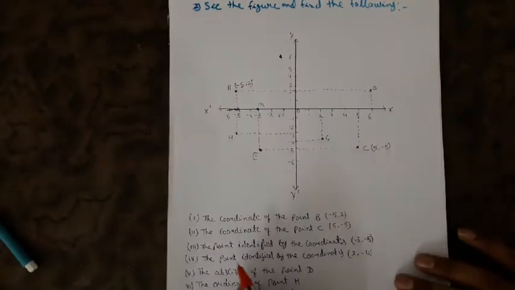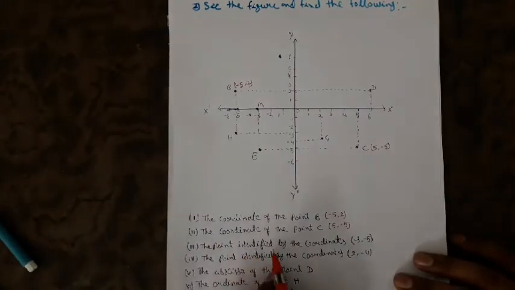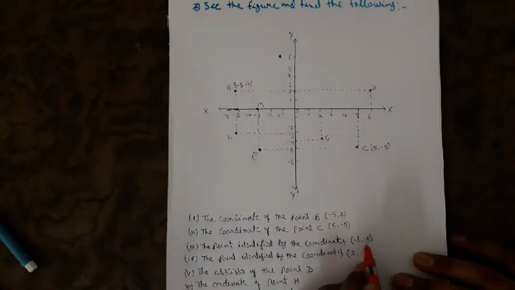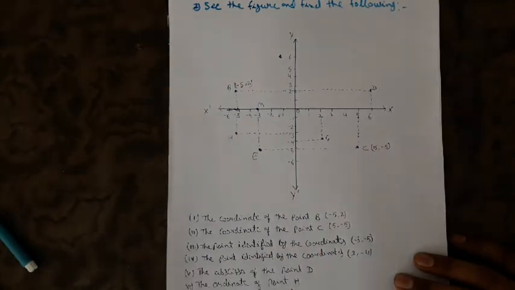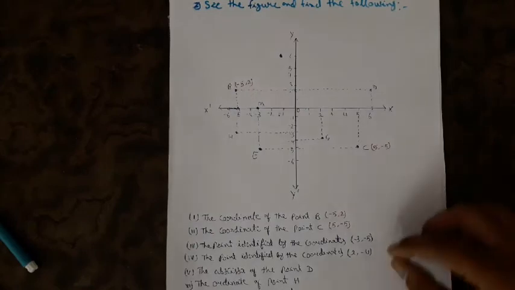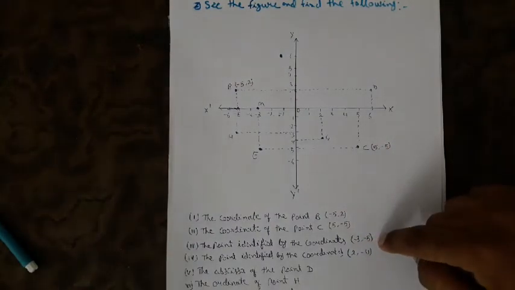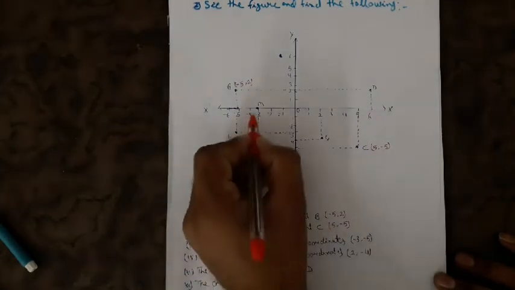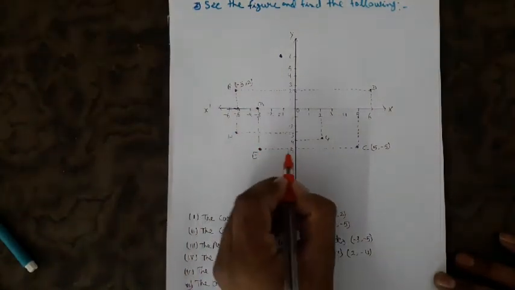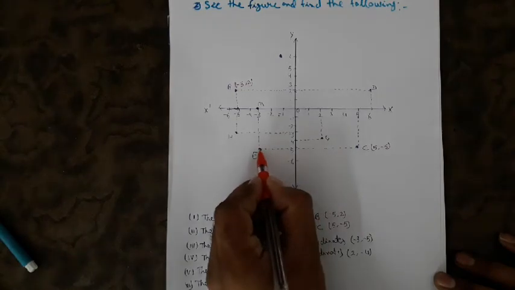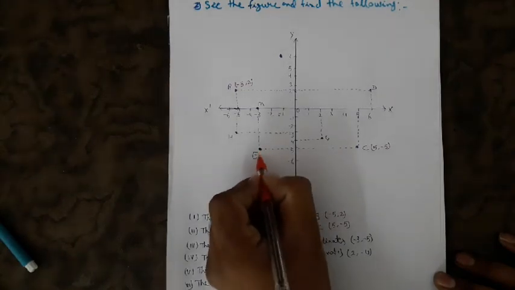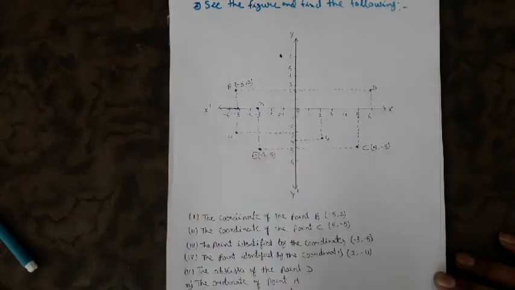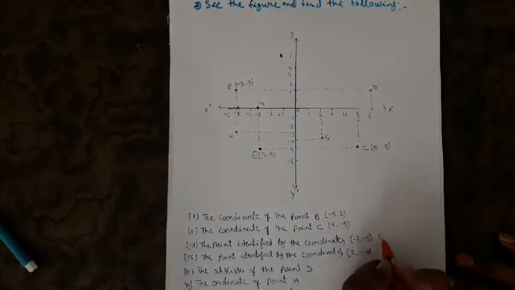Now the third one, the point identified by the coordinates -3 and -5. Which point is identified by coordinates -3 and -5? We'll see that -3 would be the value of the x-axis, and we have -5 here. So both are identified by which point? Point E. Okay, so it would be the point E.